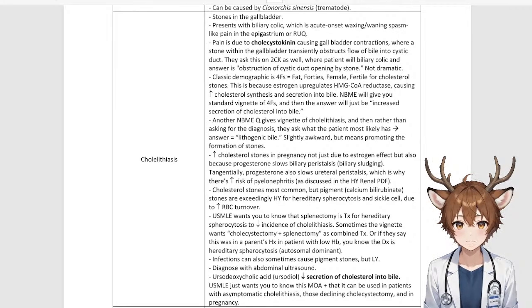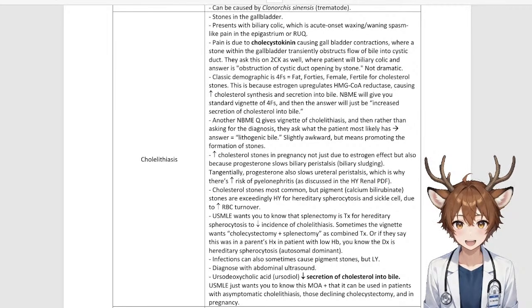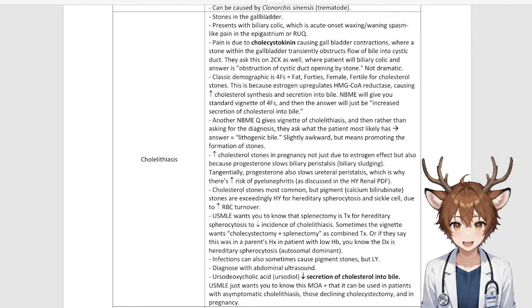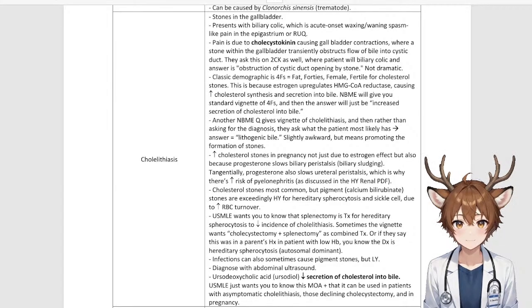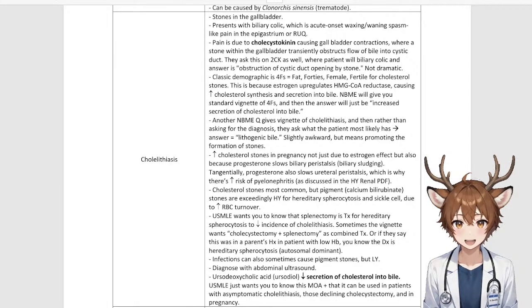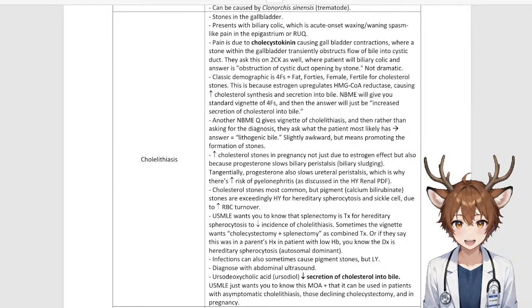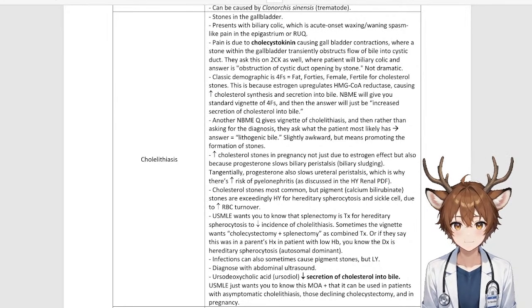Cholesterol stones are most common, but pigment calcium bilirubinate stones are exceedingly high yield for hereditary spherocytosis and sickle cell due to the increase in RBC turnover. USMLE wants you to know that splenectomy is a treatment for hereditary spherocytosis to decrease the incidence of cholelithiasis. Sometimes a vignette wants cholecystectomy plus splenectomy as combined treatment, or if they say this was in the patient's history in patients with low hemoglobin, you know the disease is hereditary spherocytosis, autosomal dominant. Infections can also sometimes cause pigment stones, but low yield.